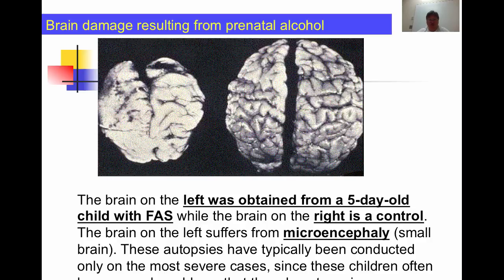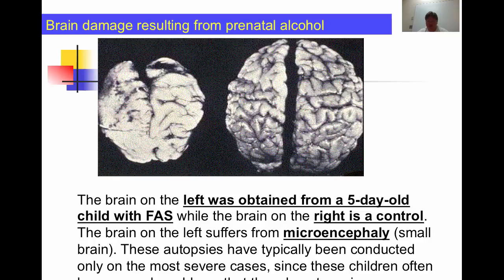This is a slide showing an image of a brain that's been damaged as a result of prenatal alcohol use. You can see the brain on the left was obtained from a 5-day-old child with fetal alcohol syndrome, while the brain on the right was a control brain, a normal brain. The brain on the left suffers from microencephaly, small brain.